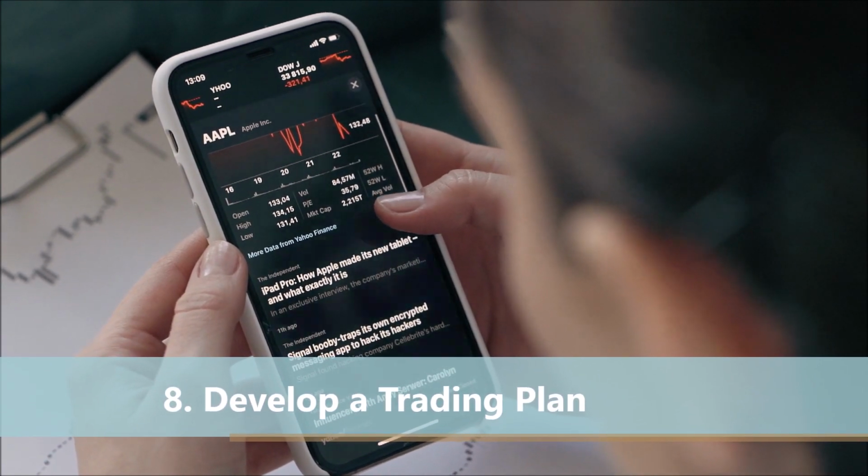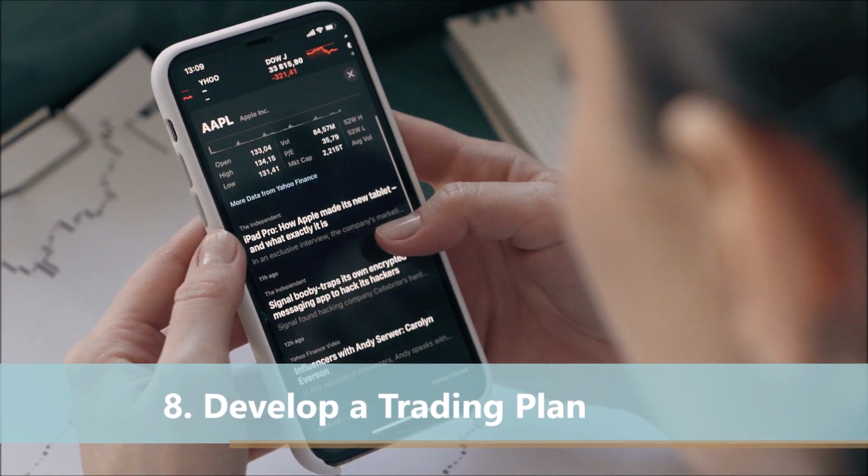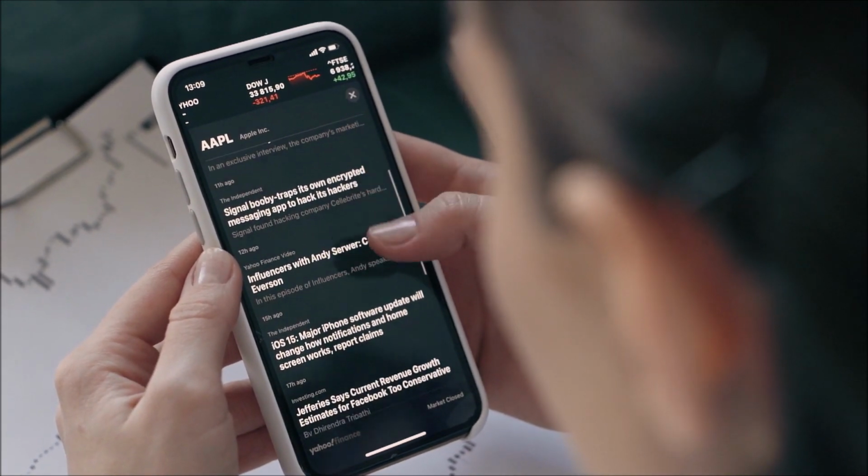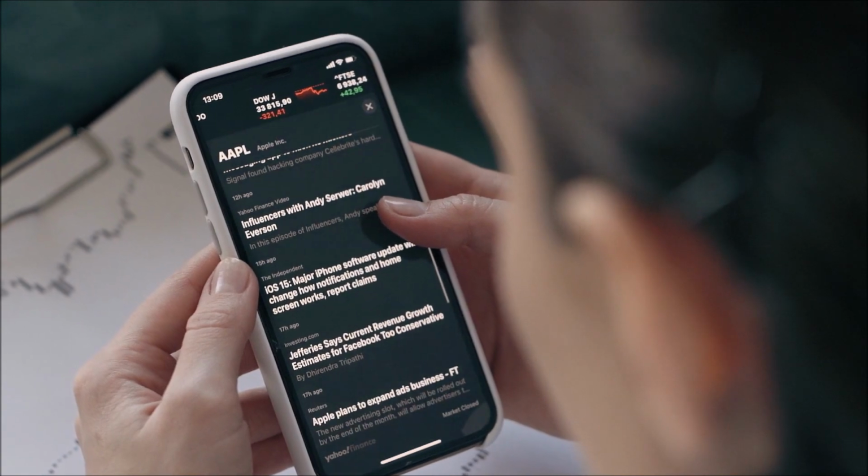Develop a trading plan. Outline your trading goals, risk tolerance, and strategies in a trading plan. This will help you stay disciplined and avoid making impulsive decisions based on emotions.